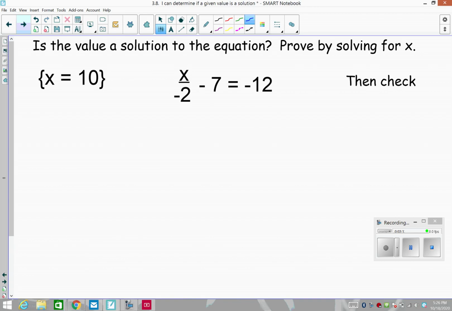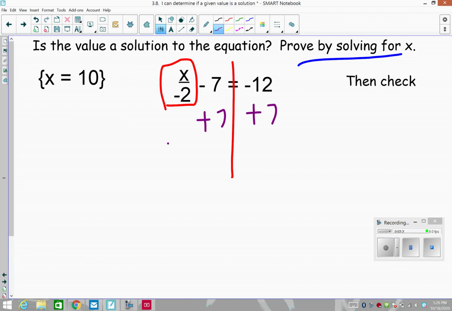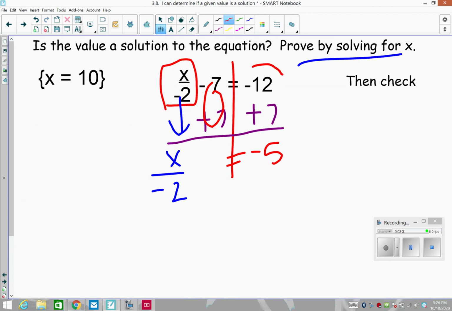Okay. Same game here. We're going to prove by solving for x. We're going to start with that. Build house, build fence, clean yard. We're going to isolate. So what we're going to do is add 7, copy, paste. If I haven't used it, drag it down. And on the right-hand side, we get -5. If we tug of war that, negative team is stronger by 5.